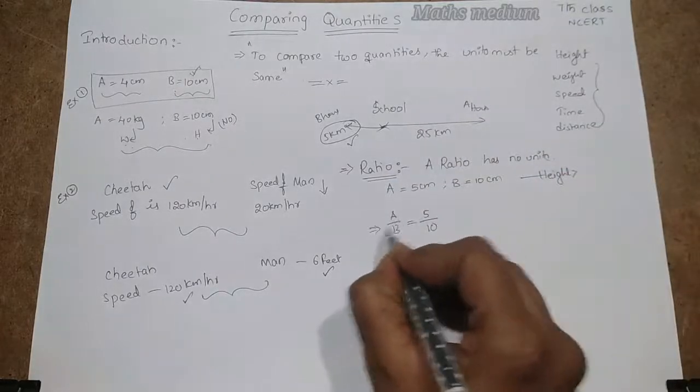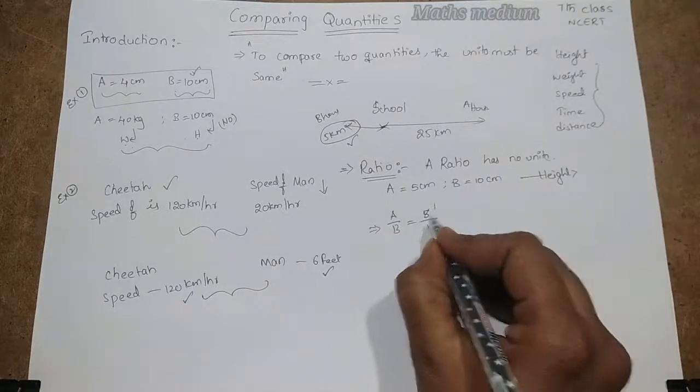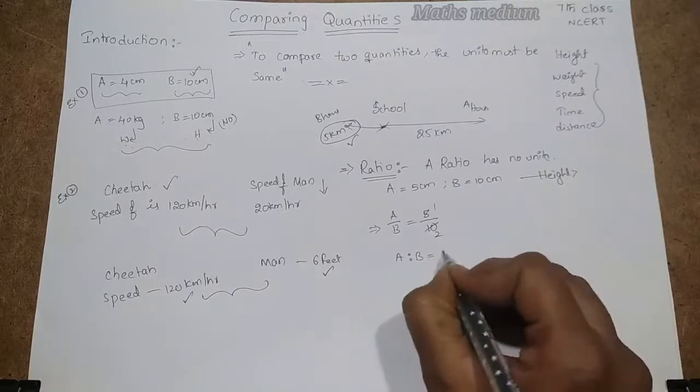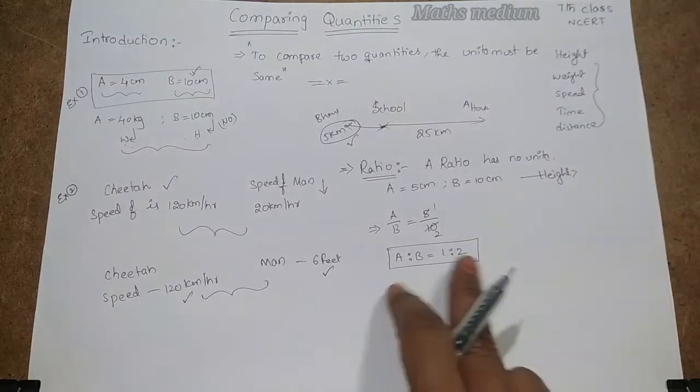Okay, here A by B is equal to 5 by 10. So how would it be? 1 5s are 5, 2 5s are 10. So A is to B is equal to 1 is to 2. This is the ratio of the A and B heights.